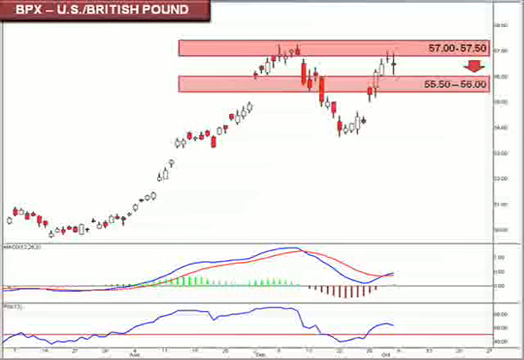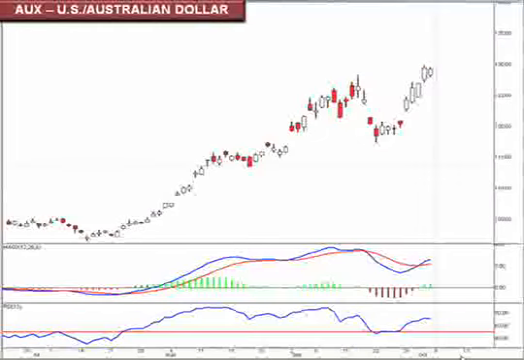Now, should prices continue to the downside here, we are looking at a very key area within this 55.5 to 56 area. So look for some possible consolidation in our pair value in this area here.